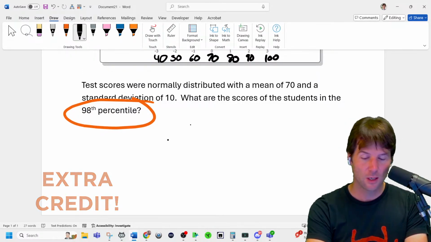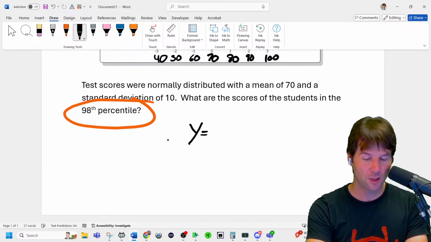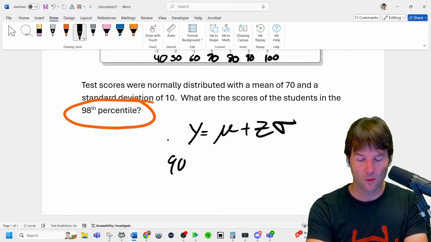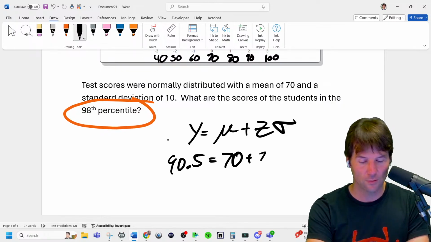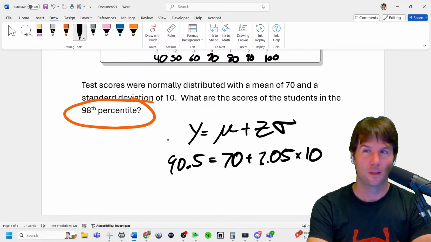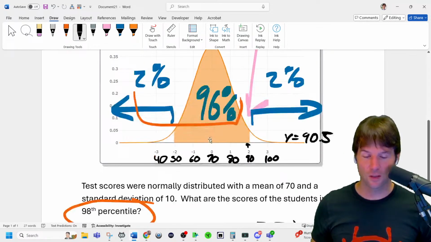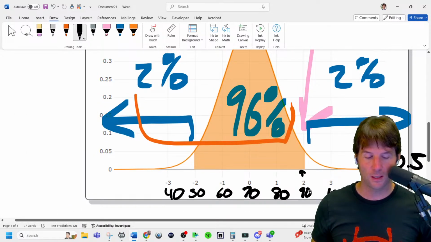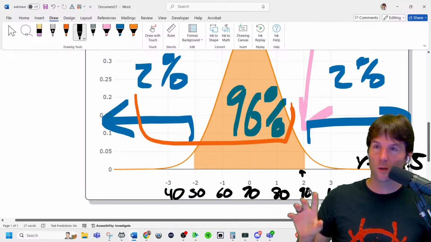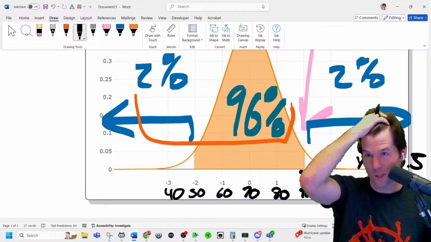Really good work, Preston, because we can go right here and do the observation is equal to the mean plus the z-score times the standard deviation. And so we would have 90.5 is equal to the mean of 70 plus the z-score of 2.05 times the standard deviation of 10. Does that make sense? You can also see it visually: 2 standard deviations up is 90, and that's about the 98th percentile. I know I'm saying 90 a lot.